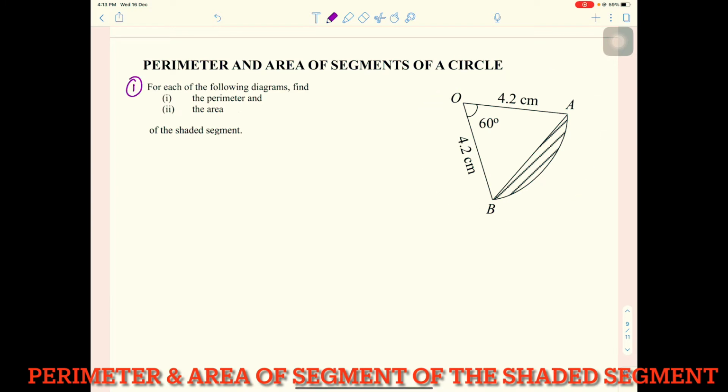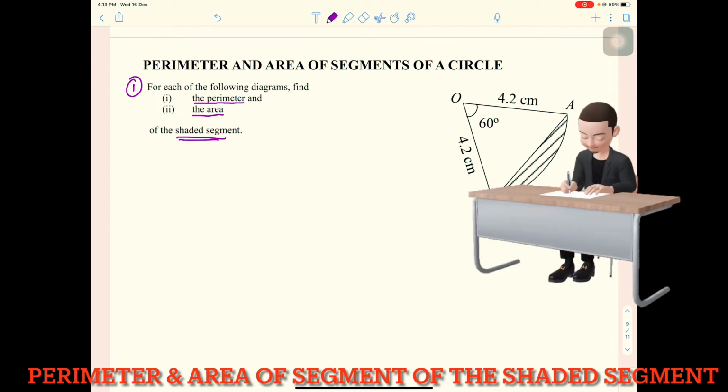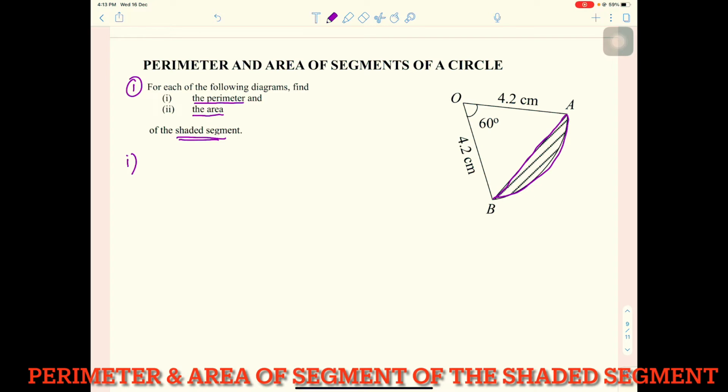For question 1, for each of the following diagrams, find the perimeter and the area of the shaded segment. For Roman 1, we want to find the perimeter of the shaded region. So first step, we want to find the length of arc AB. The length of arc AB, that means this one.